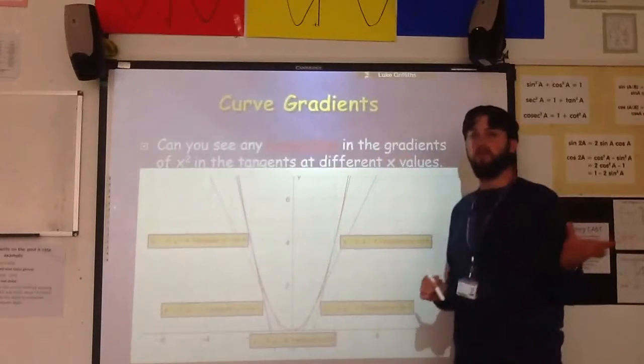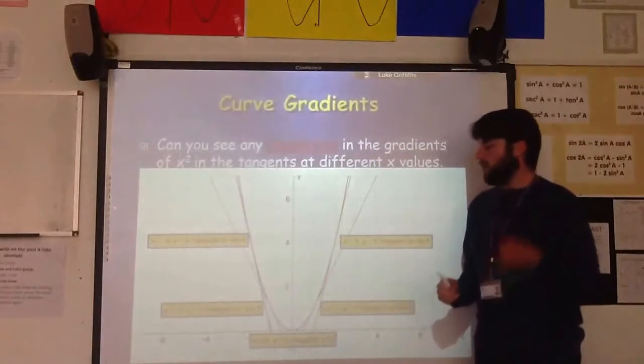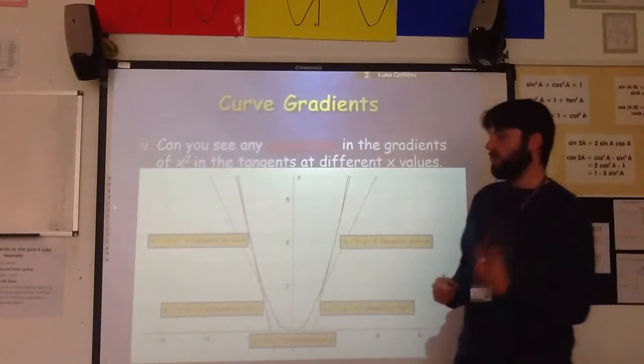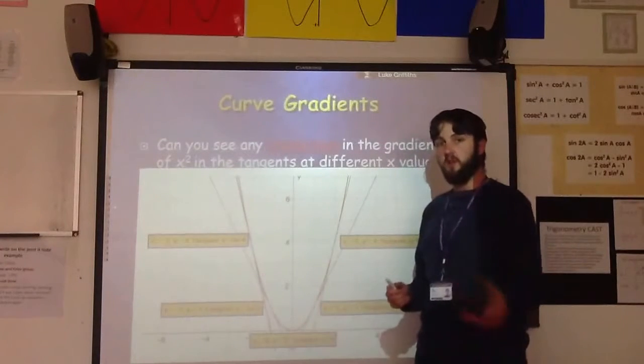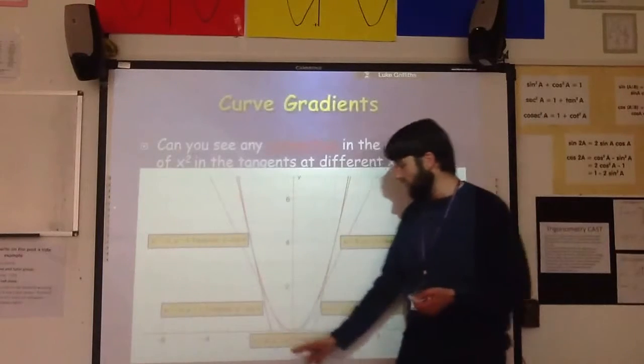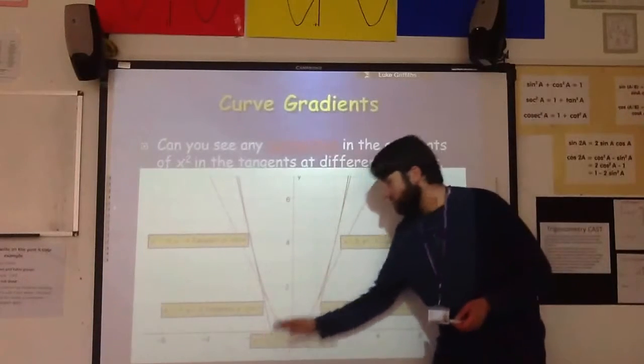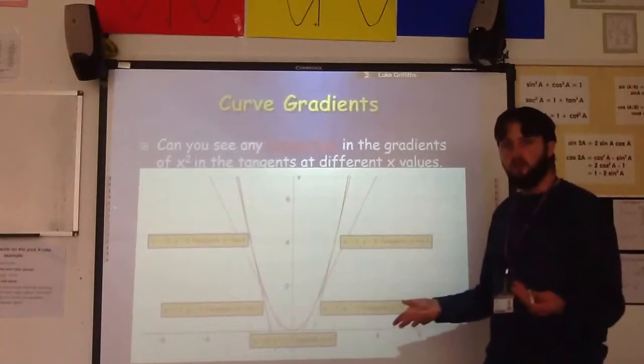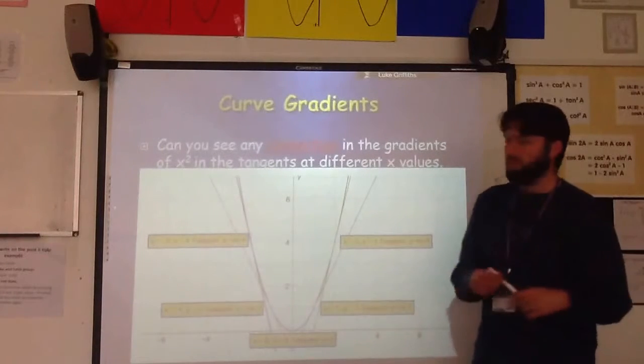And we can see that what's happening there is that every time we want to work out the gradient of the curve for a particular x value, the gradient is twice as much as the x value. Even when x was equal to 0, the tangent would have been this horizontal line y equals 0, 0 gradient, 2 times 0 is 0.